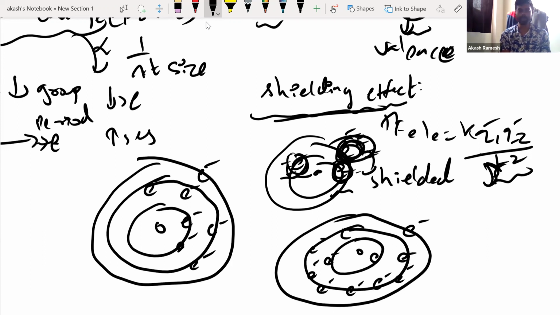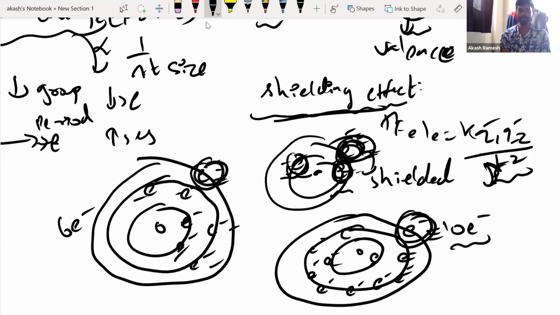Now if you compare the shielding effect of this particular electron and this particular electron, what will happen? You will easily understand by calculating how many electrons shield each one. In this case, it's 4 in the second shell and 2 electrons in the first shell. Totally 6 electrons are shielding this electron. The same way, for this electron, 2 electrons in the first shell and 8 in the second shell. So 10 electrons are shielding this electron from the nuclear force of attraction.